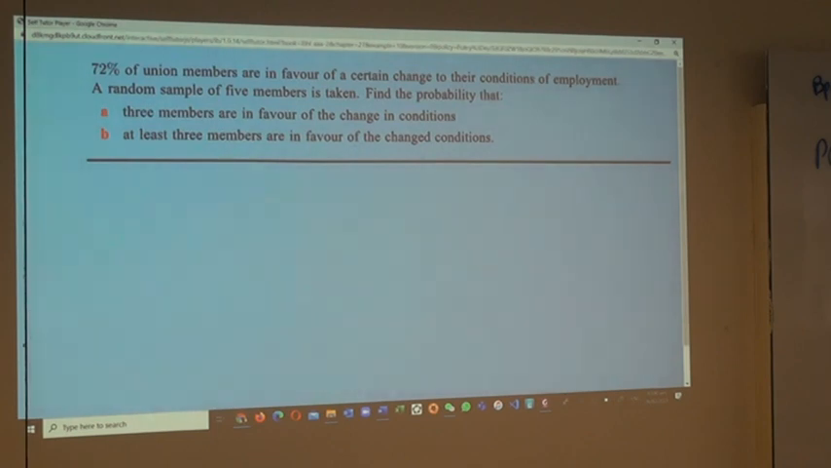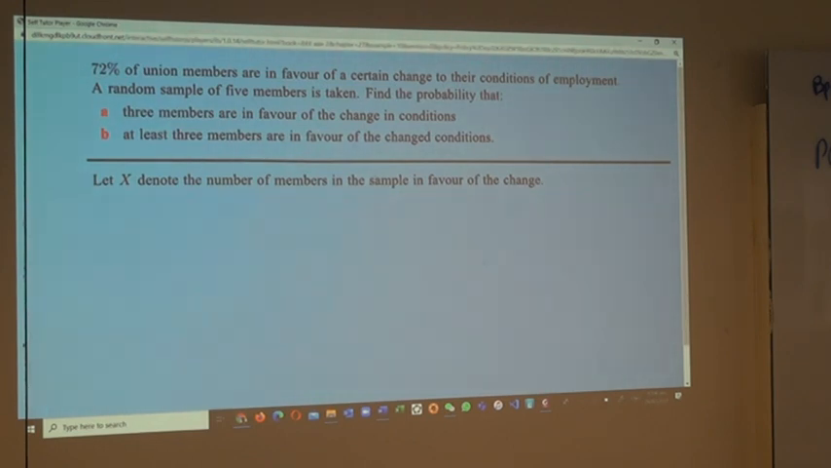In this example, we are told that 72% of union members are in favor of a certain change to their conditions of employment. If they are not in favor of the change, they are against it. So, asking a member of the union their preference is a trial of an experiment with two outcomes, success and failure. When we take a random sample of 5 members, we have 5 trials. We let X be the number of members in the sample in favor of the change.